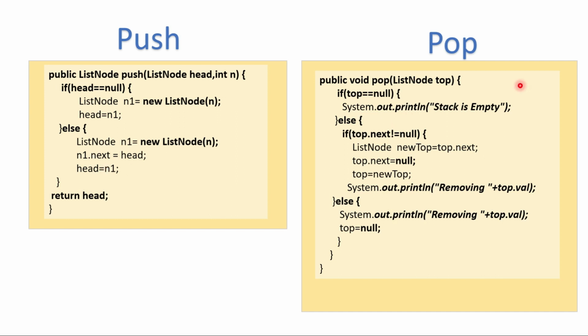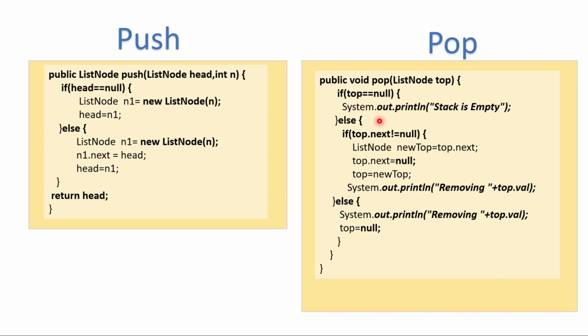Okay, so coming to the pop part. What will we do in the pop part? Again we will pass the top. If we see the top is already null, that means there is nothing to pop from there. So we can simply print a message: stack is empty, there is nothing to pop.